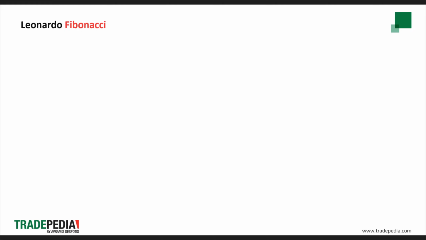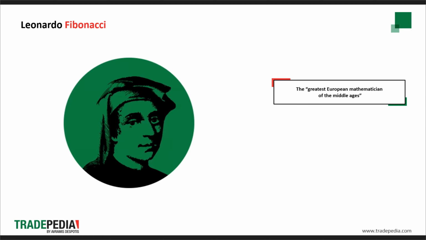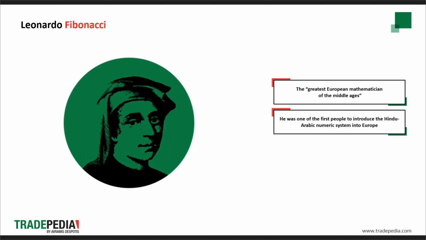So what is Fibonacci? Where does it come from? It comes from this man, Leonardo Fibonacci. You can see him right here, a very handsome man in the Middle Ages. Leonardo Fibonacci was known as the greatest European mathematician of the Middle Ages. He was one of the first people to introduce the Hindu-Arabic numeric system into Europe. That's just the numeric system that we use.